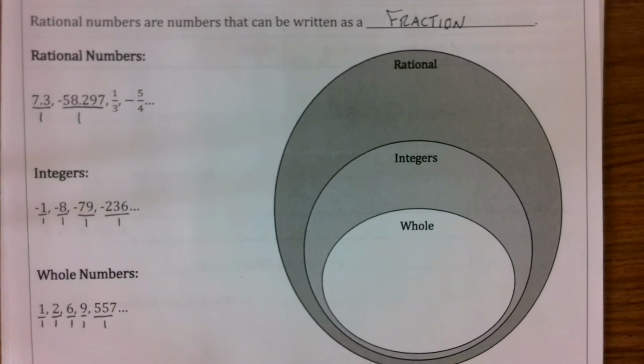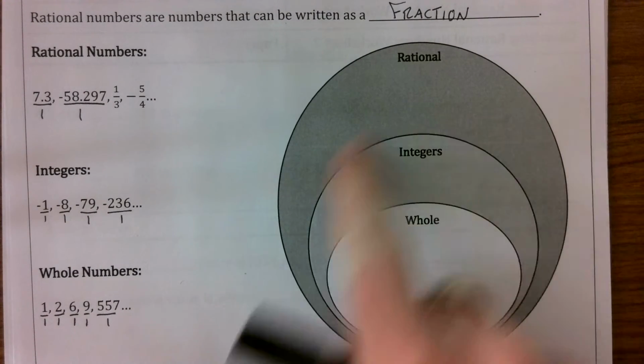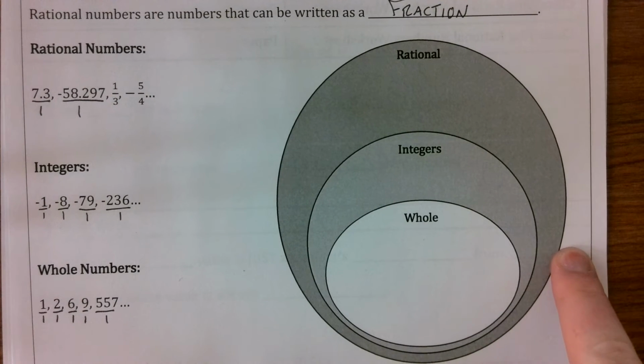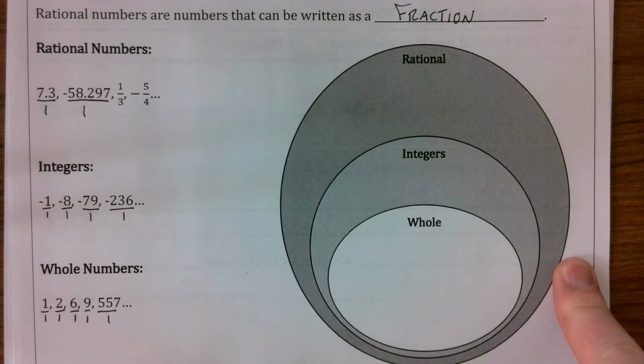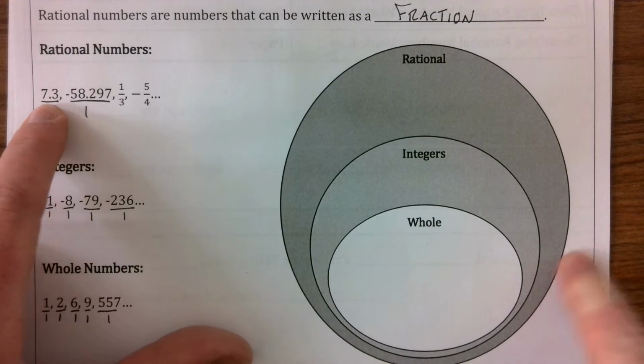Here, you can be a whole number. Everything in this circle is a whole number, and also an integer because it's also in that circle, and also a rational number because it's also in that circle. So let's go ahead and put these numbers in. Here's our rational number examples.